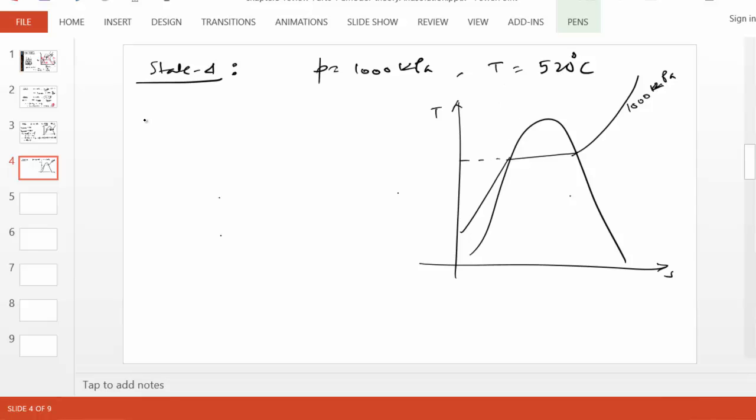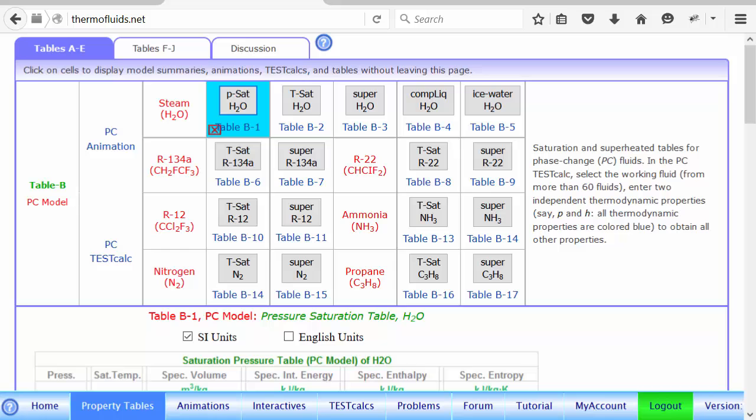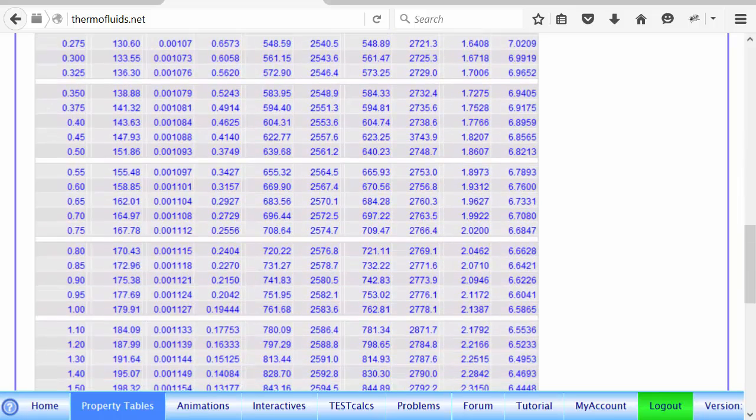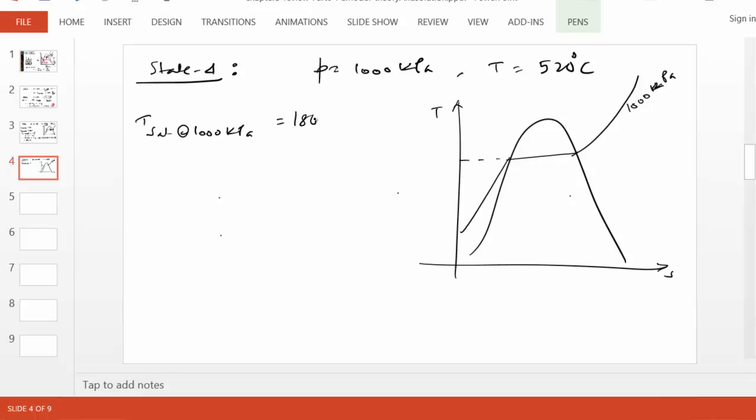So the first thing to do in this kind of situation is to figure out the saturation temperature, Tsat at 1000 kPa. If you know the saturation temperature, then we can compare our given temperature 520, and we'll know whether we are on the superheated part or the subcooled part of the dome. So we go to the saturation table. We open the pressure saturation table, which is already open. Go to 1000 kPa, which is 1 MPa, and look at the boiling temperature, which is 180 degrees Celsius. The saturation temperature is 180 degrees Celsius.